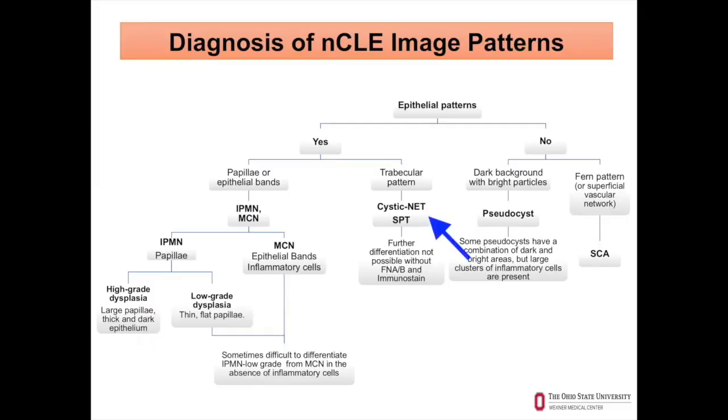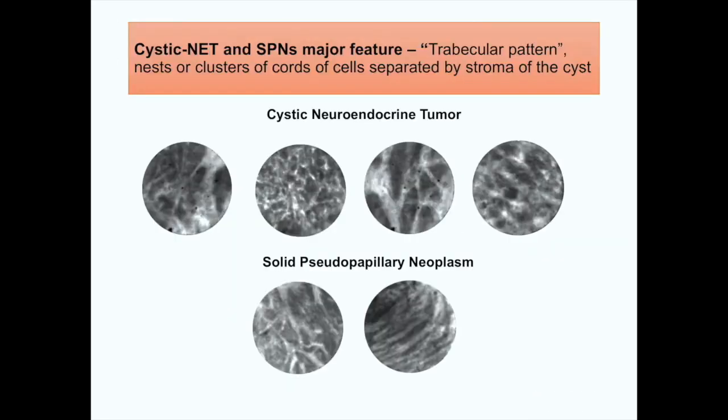Coming up, we will review both cystic neuroendocrine tumors and pseudopapillary neoplasms. Both these cyst types demonstrate the trabecular pattern. We cannot differentiate between these two cyst types just by endomicroscopy. Both the cyst types demonstrate a trabecular pattern, which is nests or clusters or cords of cells which are separated by the stroma of the cyst.